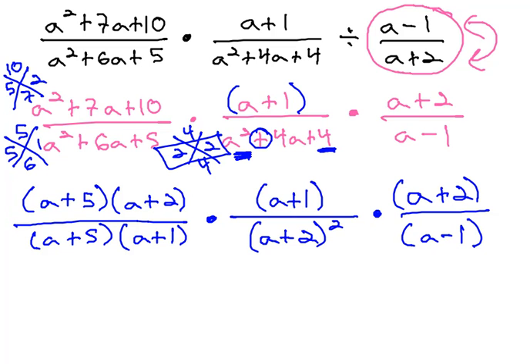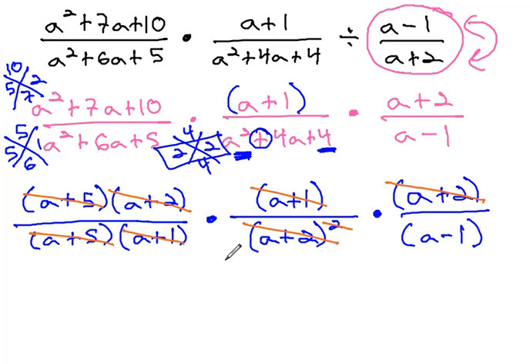Looking for factors that are in common in both the numerators and denominators, we have an a plus 5. An a plus 2 dividing out one of the a plus 2s in the denominator. Of course, there's another a plus 2 that gets rid of it completely. And an a plus 1 dividing out an a plus 1. The only factor left is a minus 1.